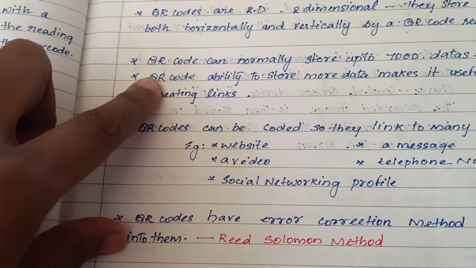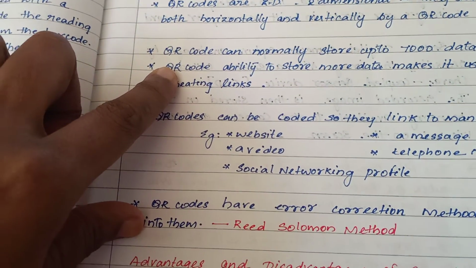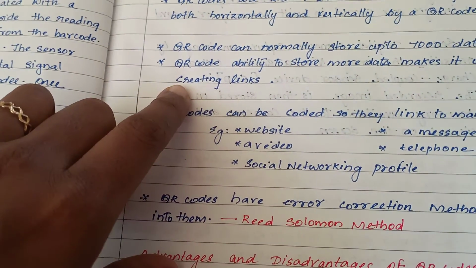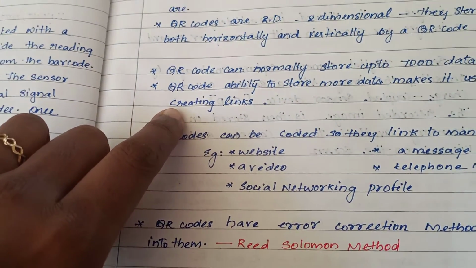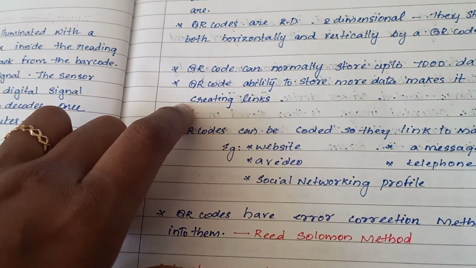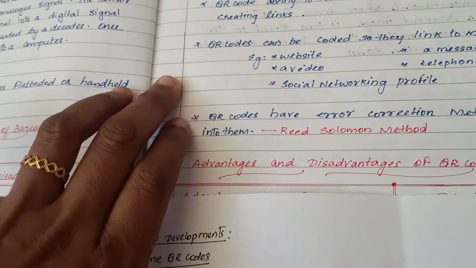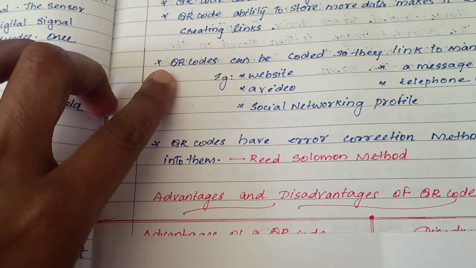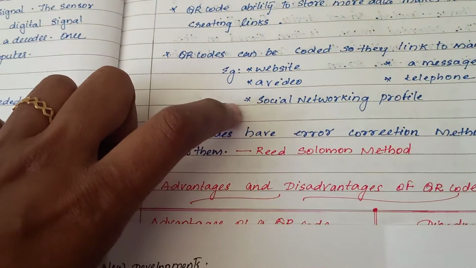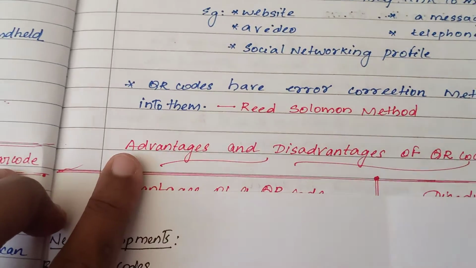QR codes can normally store up to 7,000 data or 4,296 pixels. The ability to store more data makes them useful for creating links, and in modern-day advertising they are used because of their ability to store more information. QR codes can be coded so that they link to many things like a website, a video, a social networking profile, a telephone number, a message, etc.